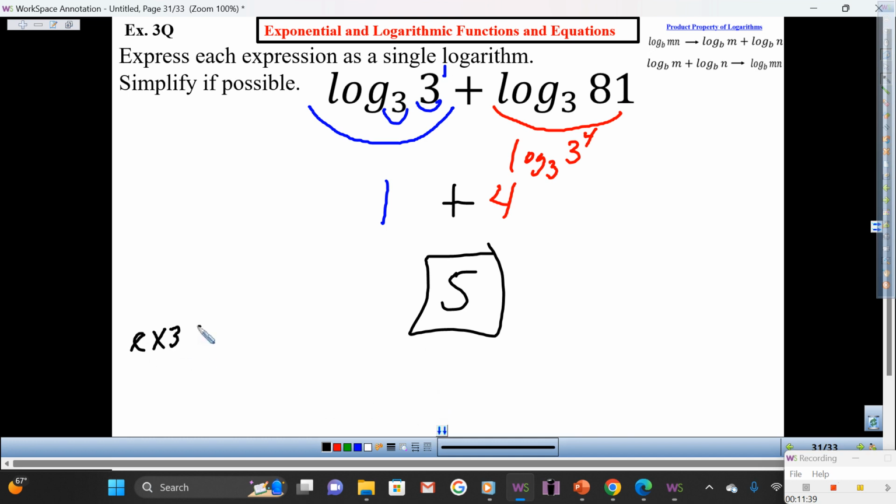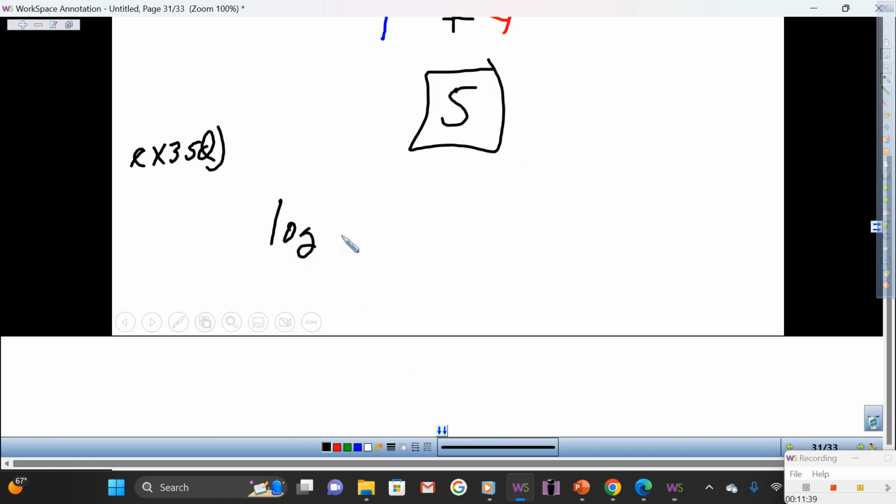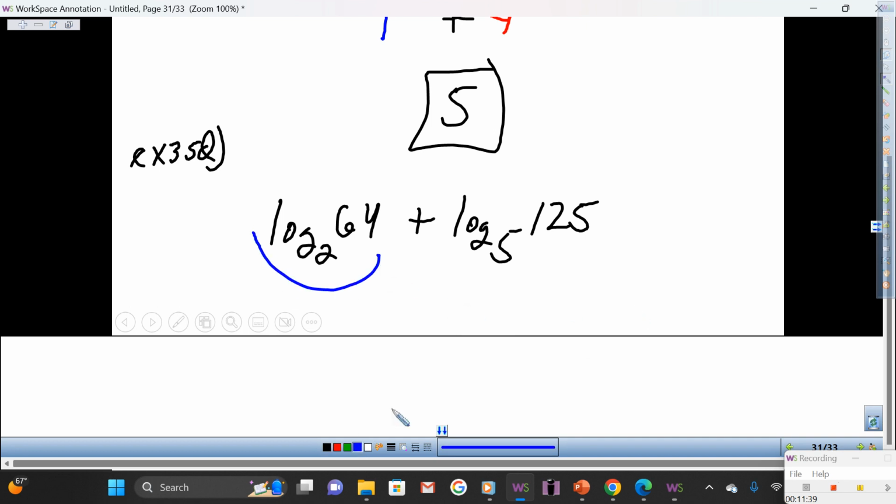Example 3, super cute. Log base 2 of 64 plus log base 5 of 125. Question. Can we use the product property for this one? Tell your neighbor, why not? Why not? Yeah, they're different bases. However, can we work these individually, though? All right, so do that, please. Find me the sum of those two.